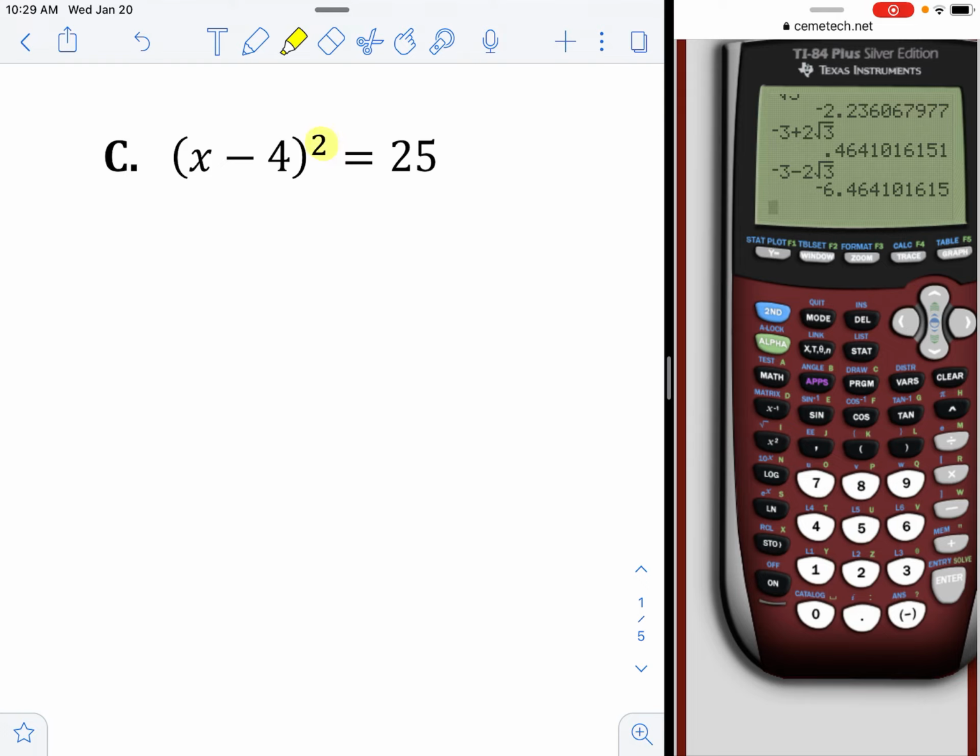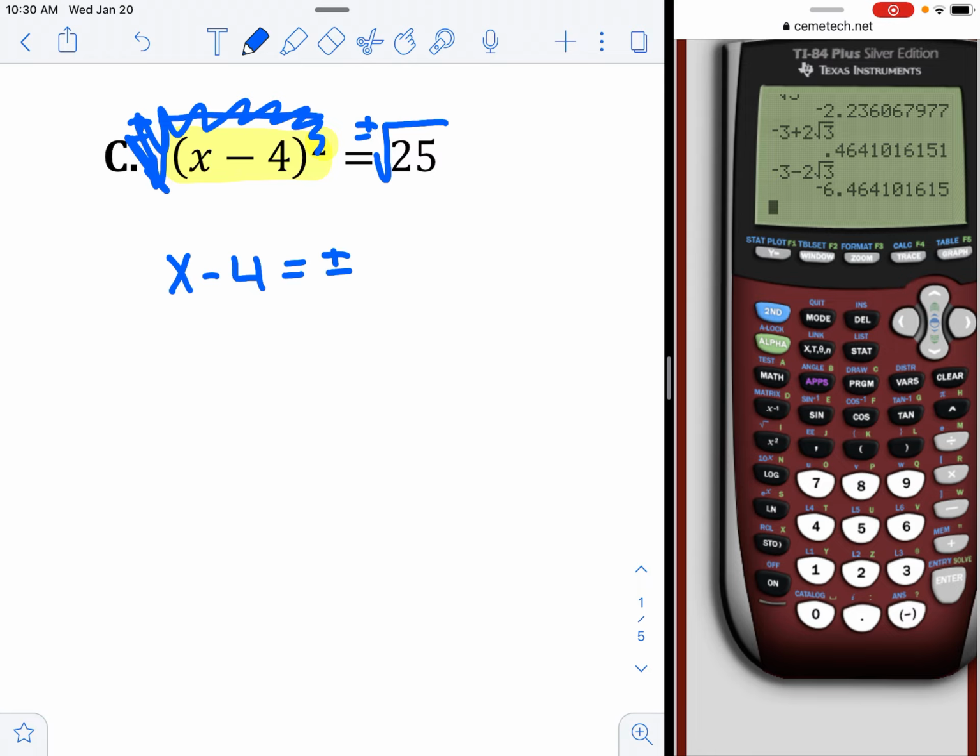Okay, so notice that there's a square in B, and it's on this set of parentheses, and it has to be by itself first, which it is, right? There's nothing in the front of it. There's nothing behind it. So I can solve this by square rooting right now. Square root plus or minus, square root plus or minus. This square root cancels out this square. I have x minus 4 equals plus or minus the square root of 25.